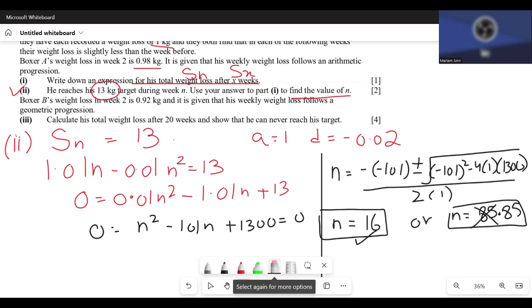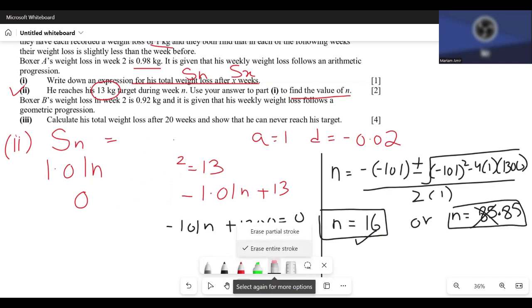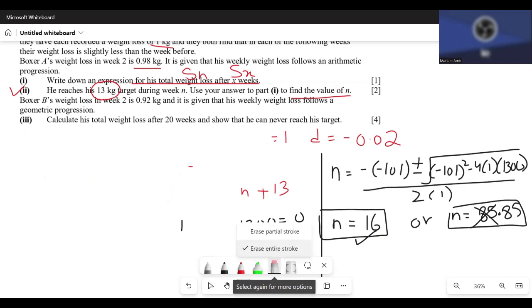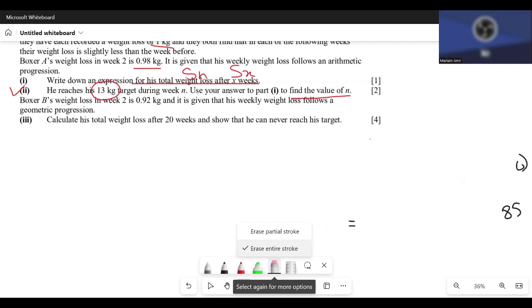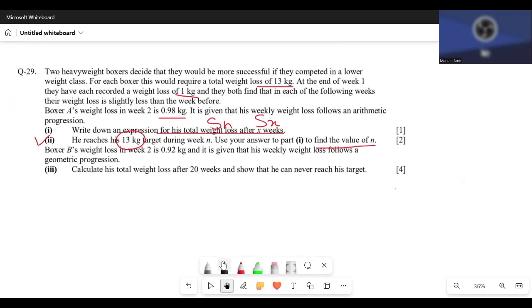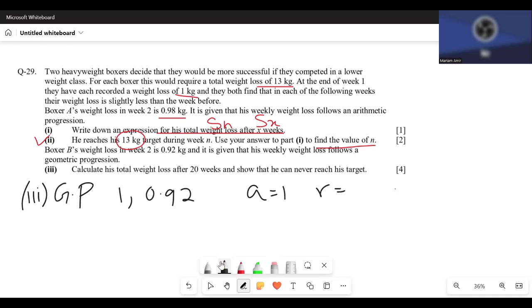Next part says that boxer B's weight loss in week 2 is 0.92 kg. It is given that his weekly weight loss follows a GP. So now we have a GP here. The first term is 1. The second term is 0.92. So then a is 1, and r is a term divided by its previous term, so 0.92 divided by 1 is just 0.92.